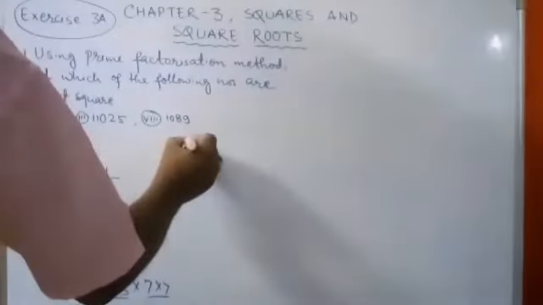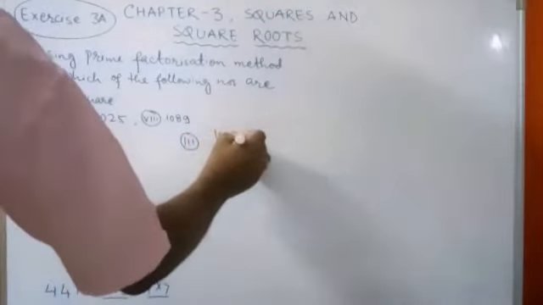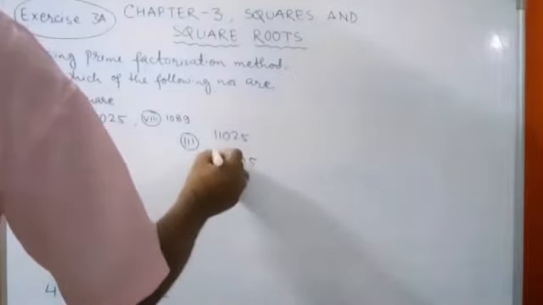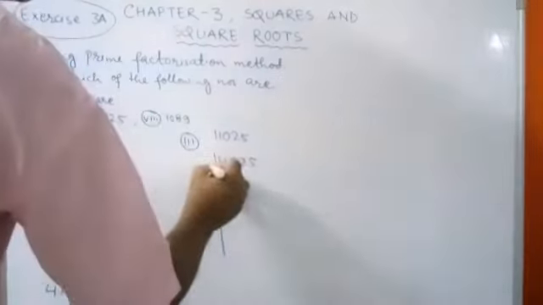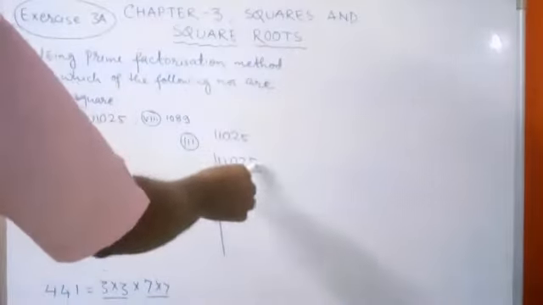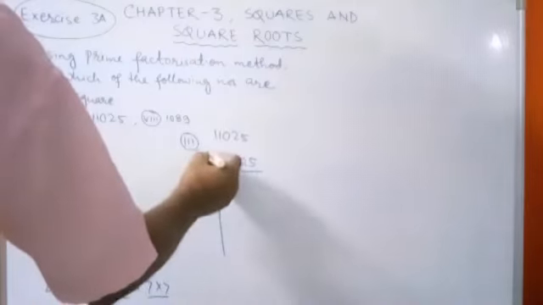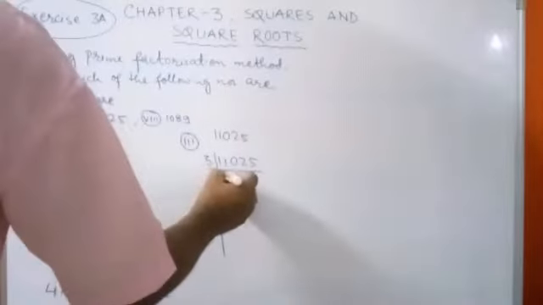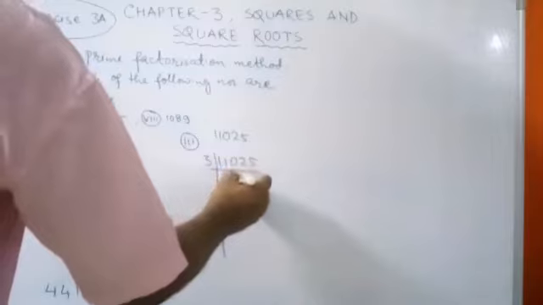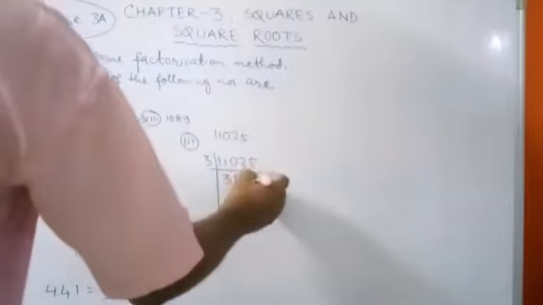Now third, 11025. First of all, we have to try it with 3. Sum of this number, 5 plus 2, 7, plus 1, 8, plus 1, 9. So this number is also divisible by 3. 3 threes are 9, 2 carry, that is 20. 3 sixes are 18. Again 2, 3 sevens are 21. 3 fives are 15.